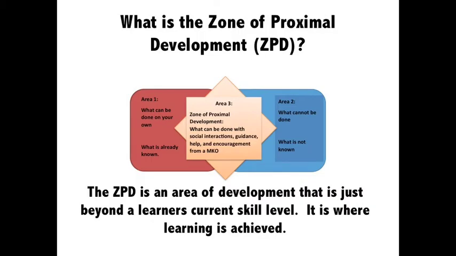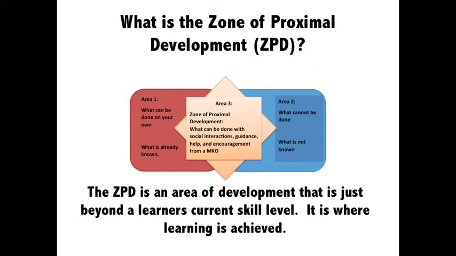What exactly is the zone of proximal development, or, as we would like to call it, ZPD for short? If you look at the chart below, you can see that the theory is made up of three distinct areas. Area 1 is what can be done on your own. This area represents what is already known by the learner. Now, it may seem strange, but the next area is not Area 2 on the chart. The next area is, in fact, Area 3.